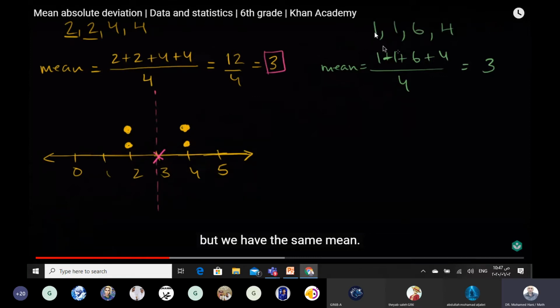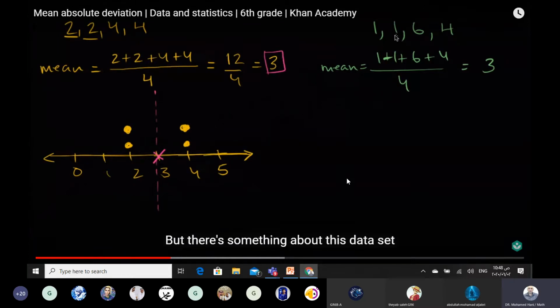How many numbers do you have here? 1, 2, 3, 4. So I can write mean equals 1 plus 1 plus 6 plus 4, divided by the amount of numbers, which will be 4. 1 plus 1 will be 2, plus 6 will be 8, plus 4 will be 12. 12 divided by 4, also we have here a 3. This is the meaning of the mean.